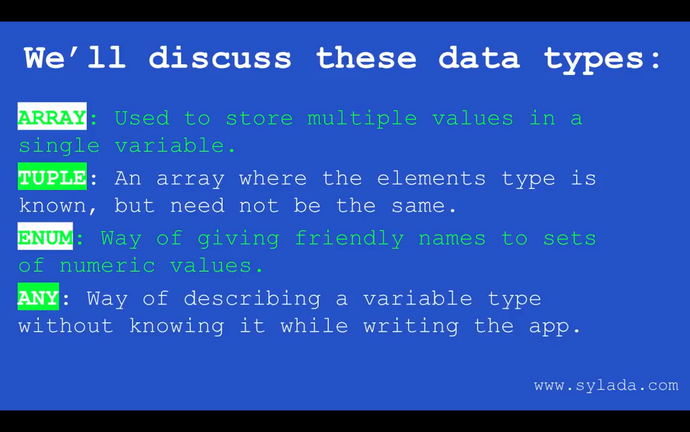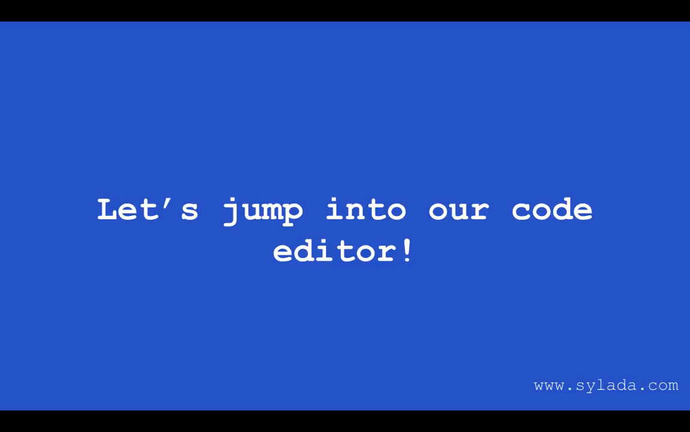We'll talk about any, which is a way of describing a variable type without knowing it while we're coding our application. And finally, we'll talk about void, which is just the absence of having any type at all. So let's jump into a code editor and start having some fun.